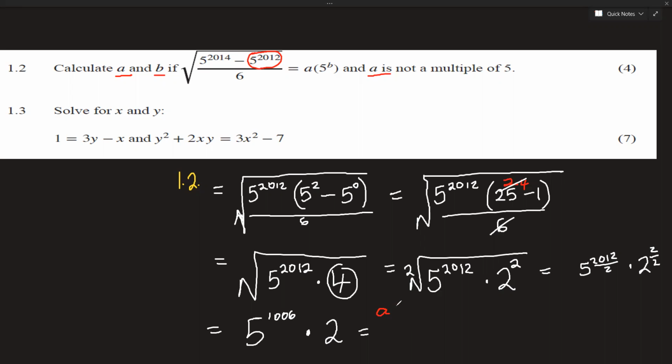They say it's A in bracket 5 to the power B, right? Awesome. So I'm going to rewrite it that way. This 2, I'm going to put it here. And then I see I must have 5 there. So 5 to the power B. Right. And then by aligning them, I can easily see that my A is going to be aligned with 2, which means therefore A equals 2. And I can see that B is the exponent of 5, which is 1006, right? B equals 1006. And then that should be it about 1.2.